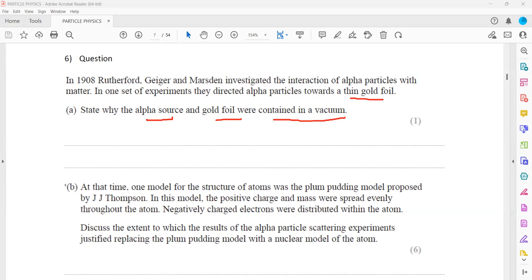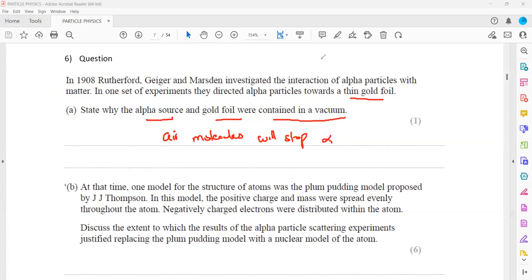So what is the reason for that? Why should we have a perfect vacuum? So that these alpha particles do not interact with the air particles. Otherwise, when these alpha particles collide with the air particles, the air will not allow these alpha particles to pass through. So air molecules will stop the alpha particles.